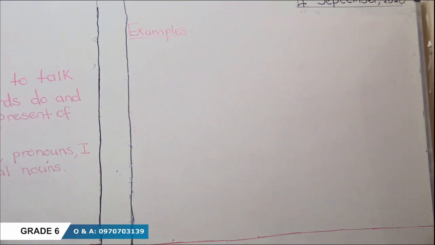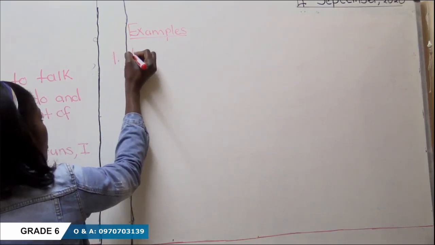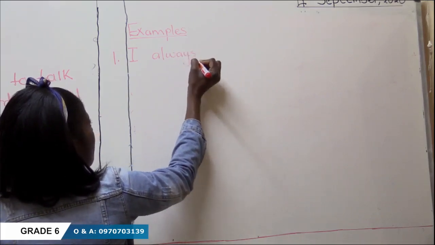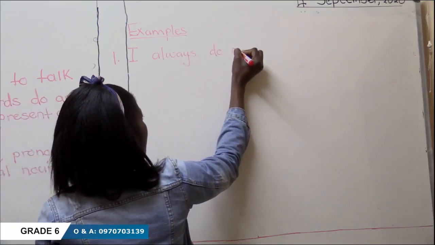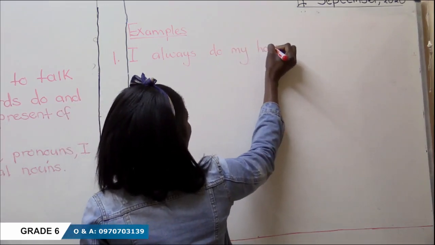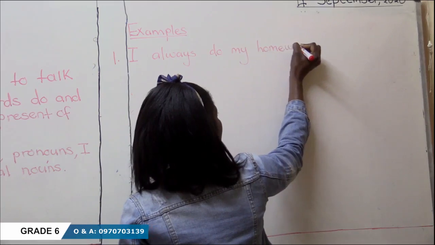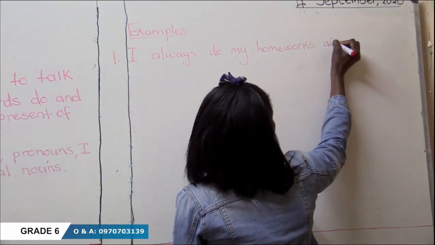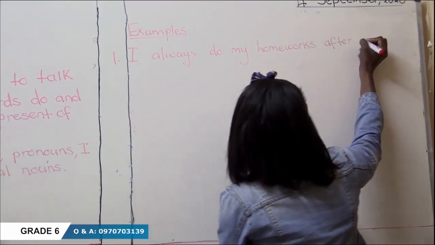Okay, the first example that I'm going to give you on how you can use do is, for example, I always do my homework after dinner. We have said we use do with the pronouns I, we, you, and with plural nouns. We're talking about a lot of things. So, for example, number 1, I always do my homeworks after dinner.